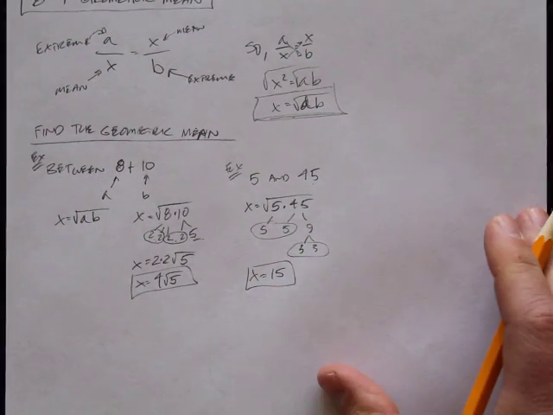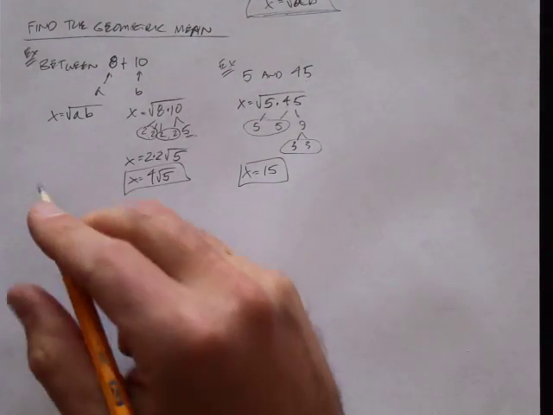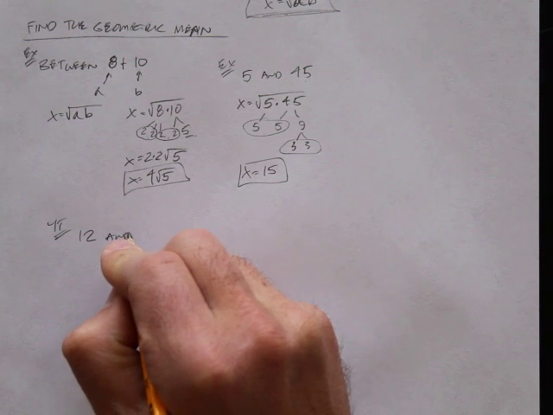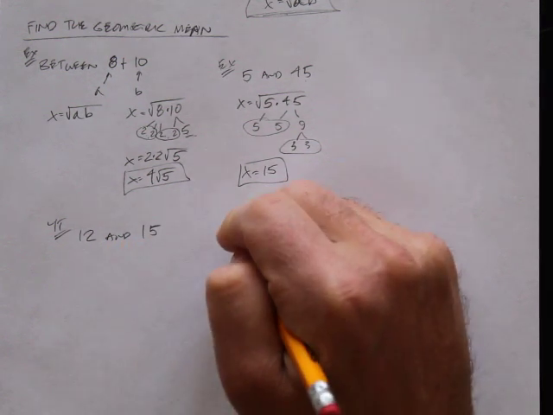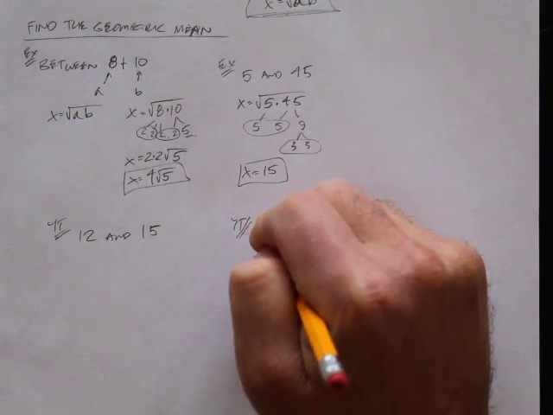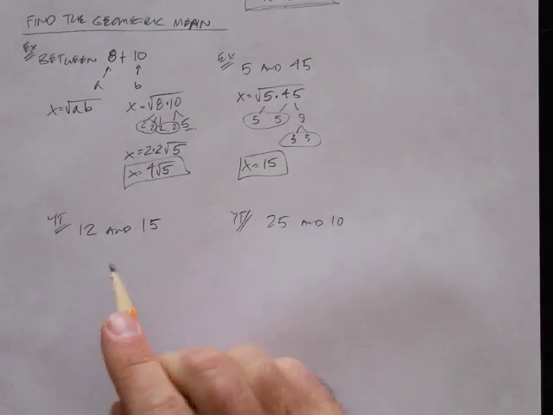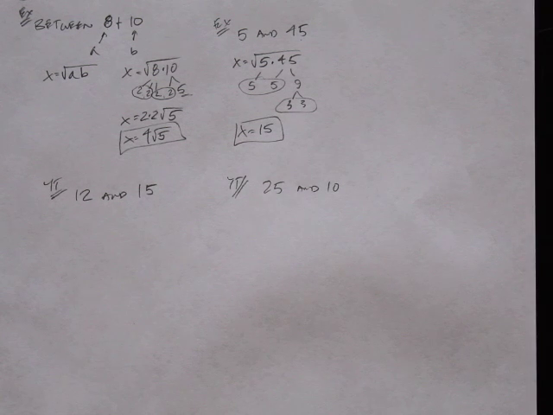Okay, you do too. 12 and 15, and you try 25 and 10. Okay, so do those two, and then we'll come back together and check out how you did. Go.